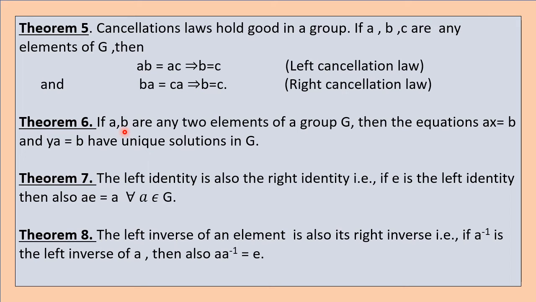Theorem 6. If A, B are any two elements of the group, then the equations AX is equal to B and YA is equal to B will have unique solutions in G. Theorem 7. The left identity is also the right identity. That is, if E is the left identity, then also AE is equal to A for every A belonging to G, which means E is also the right identity.